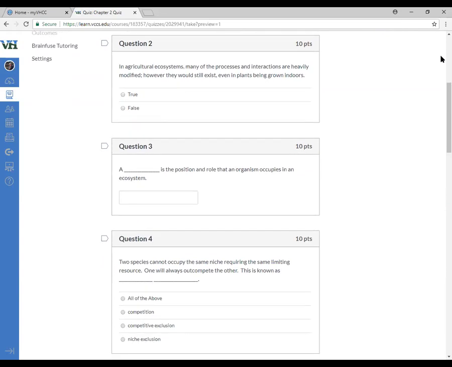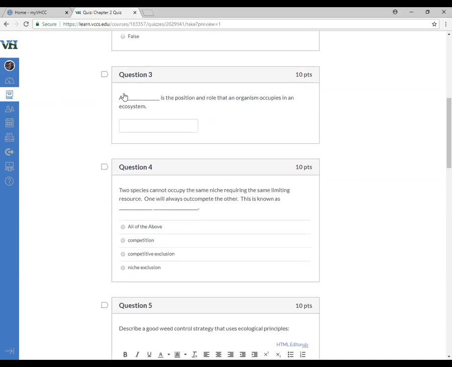Our crop ecosystems are less complex than the natural ecosystem. In agricultural ecosystems, many of the processes and interactions are heavily modified, but they do still exist even in plants being grown indoors. That is true. Even in an indoor potted plant, we still have interactions of bacteria in the soil and fungus in the soil. So even if we're taking them out of their natural ecosystem, we still have ecological interactions. A blank is the position and role that an organism occupies in an ecosystem. That's the niche.